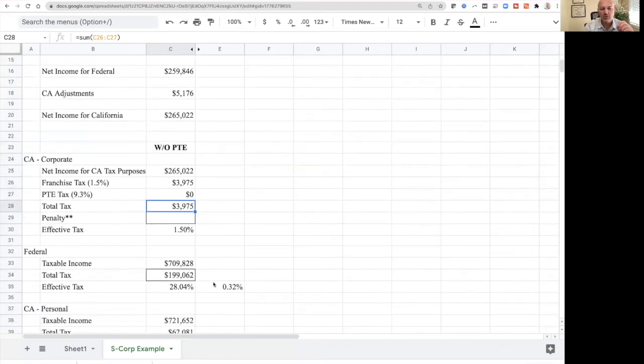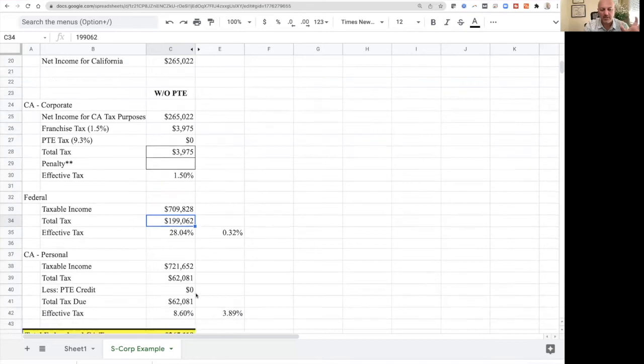Now let's go on to the personal federal return. Because Art Vandelay has other types of businesses and he's got other income, he's got taxable income of about, let's say, $709,000. This is the pass-through from Vandelay Industries, but also all of his other income that he's getting. Based on that, his total tax is, in this example, $199,000, which puts him in about the 28% tax bracket.